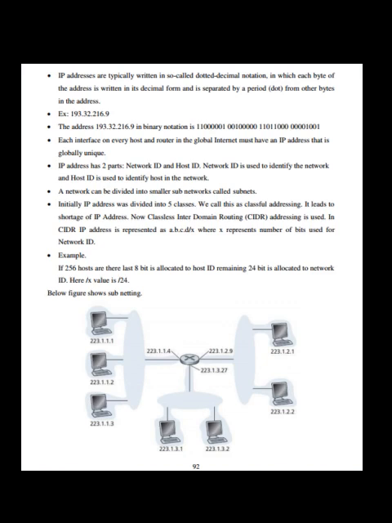In CIDR, an IP address is represented as A.B.C.D slash x, where x represents the number of bits used for network ID. See the example here. If 256 hosts are there, the last 8 bits are allocated to host ID, and the remaining 24 bits are allocated to network ID. Here the slash x value is slash 24. Below figure shows the subnetting. See the figure.